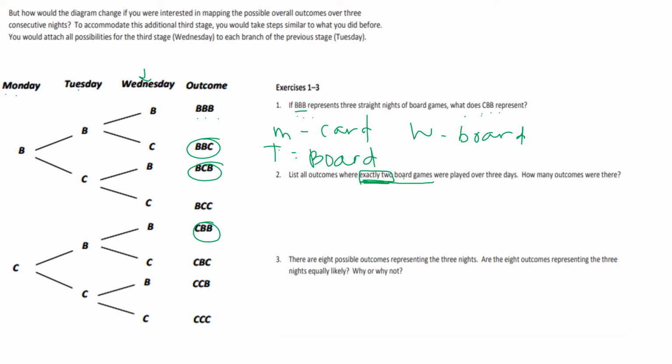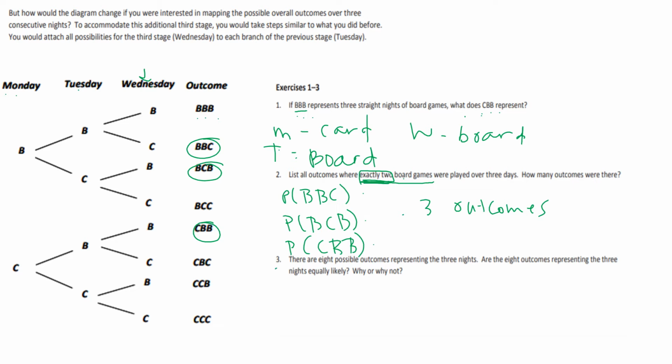So the ones that we have are the probability of BBC, the probability of BCB, and the probability of CBB. So how many outcomes were there? We have 1 here, 1 here, 1 here, 3 outcomes. So let's look at question number 3.